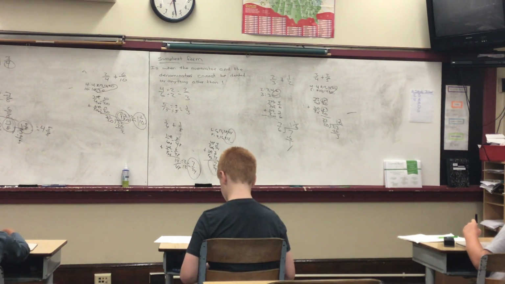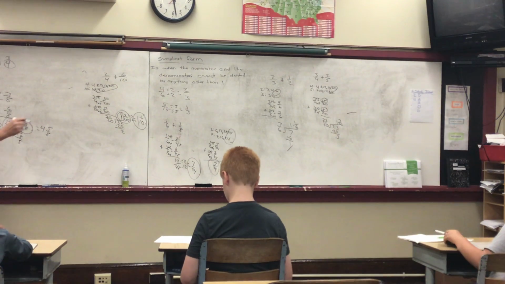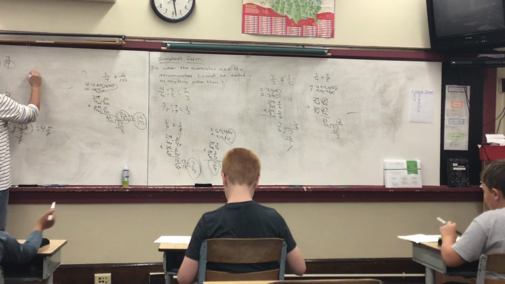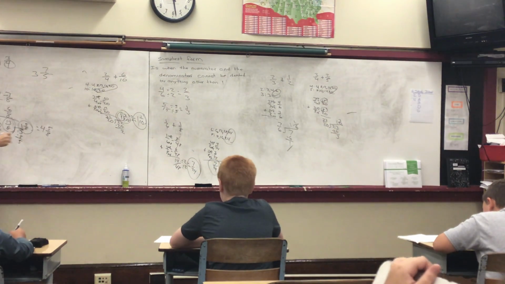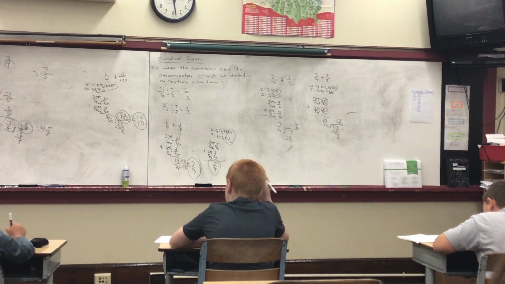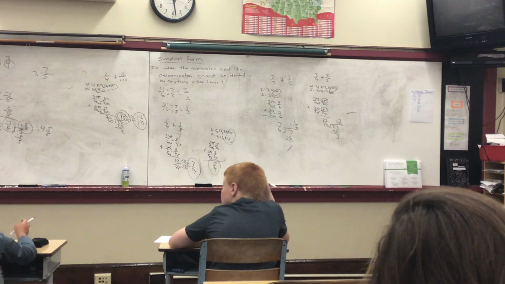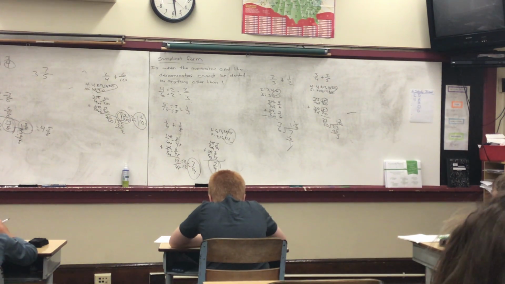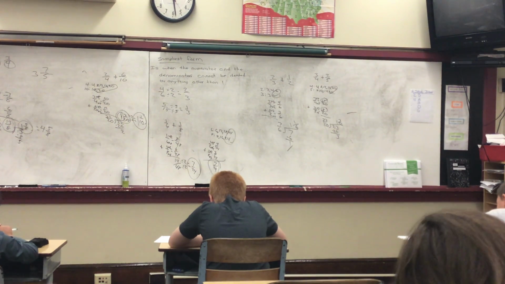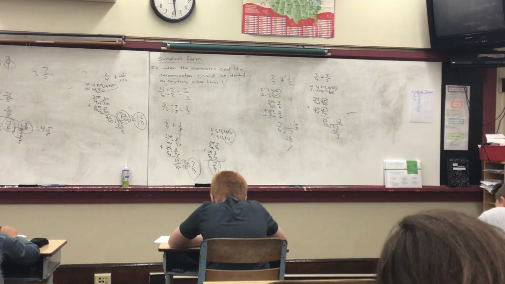Okay? On your boards, real quick. Let's just say you had this answer: 3 and 7/5. Write 3 and 7/5 on your board. I want you to get rid of the improper fraction and tell me what 3 and 7/5 equals.